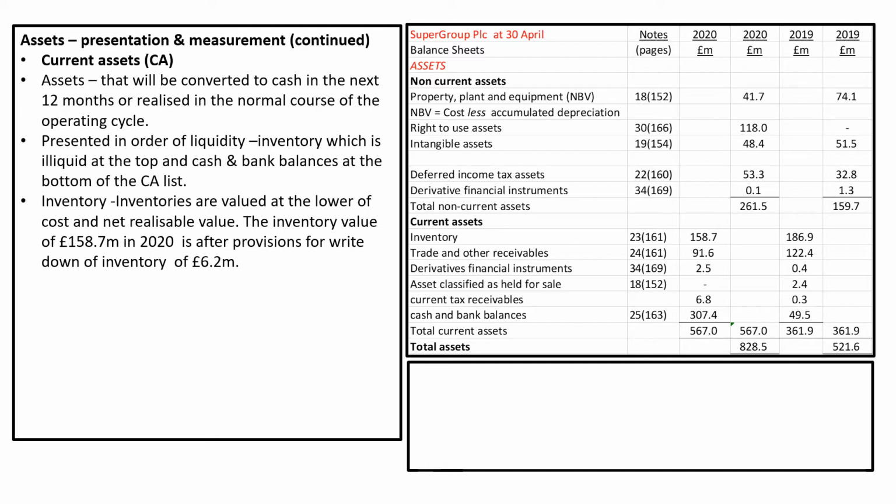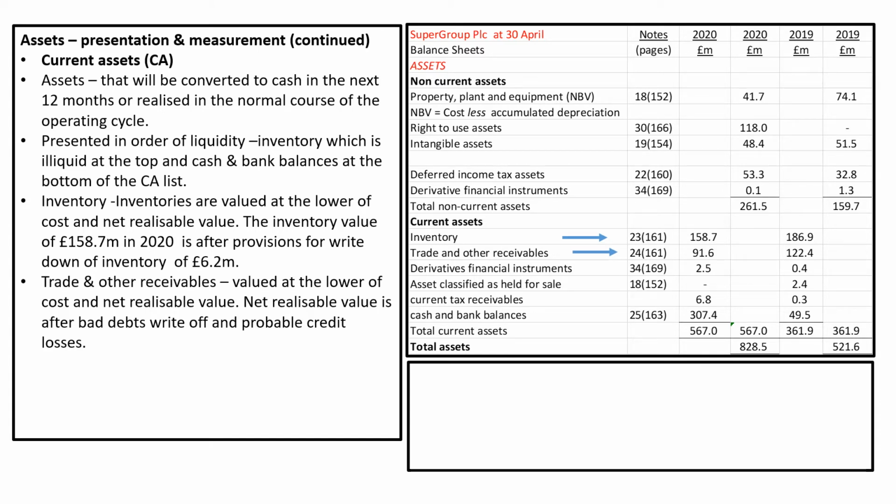Inventories are valued at the lower of cost and net realizable value, and the inventory value of 158.7 million in 2020 is after provisions for write-down of inventory of 6.2 million. Trade and other receivables are again valued at the lower of cost and net realizable value. Net realizable value is after bad debts written off, in other words, those that will not be recovered, and probable credit losses. These are provisions against the fact that not all the debts will be recovered.